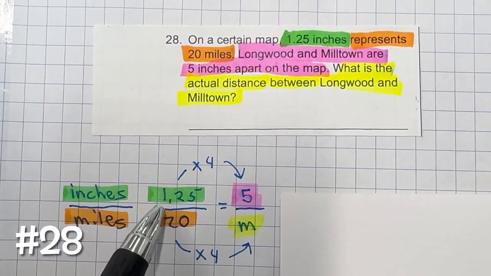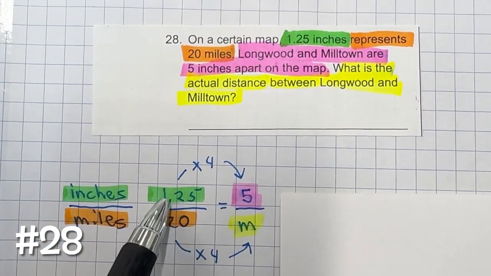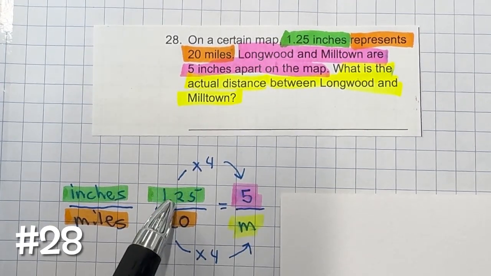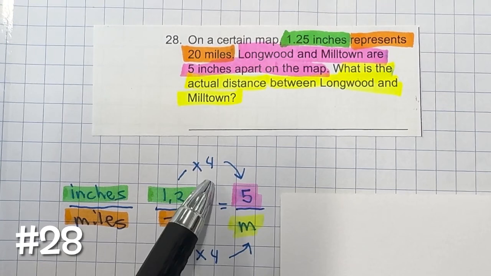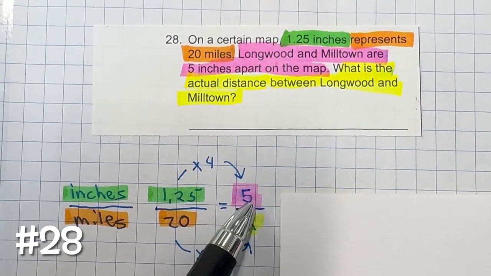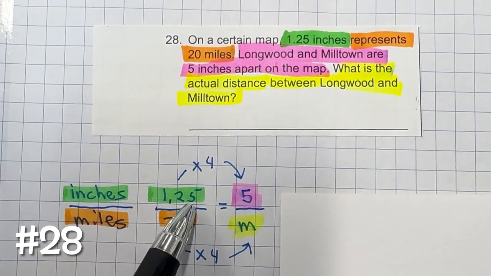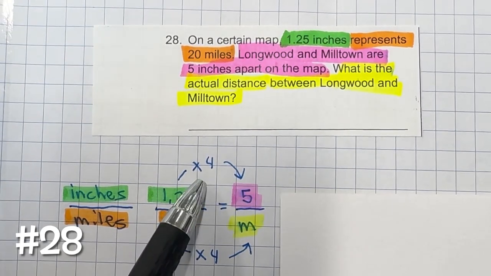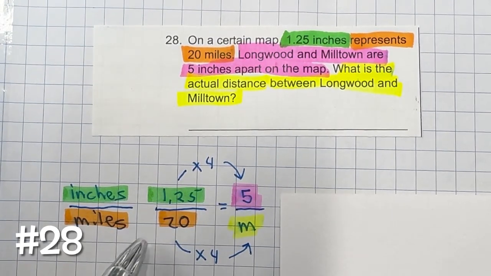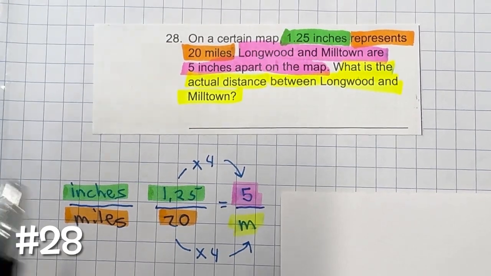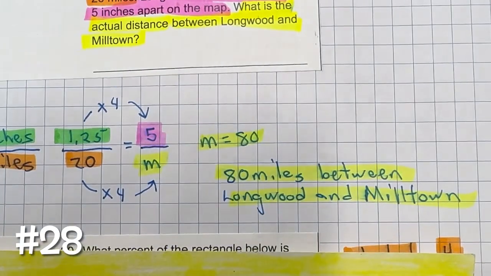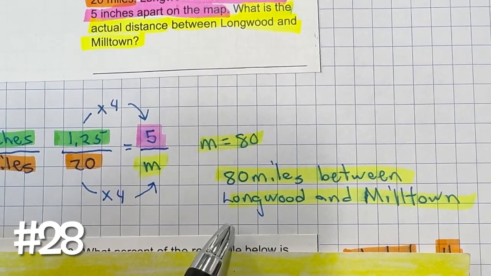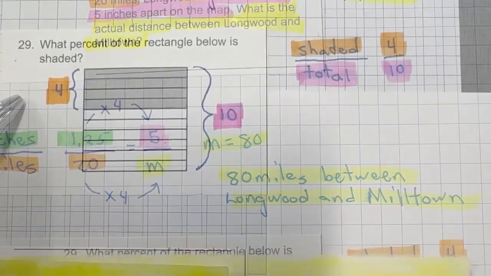So we need to find what is the multiplier. We know we're multiplying, it's going from a smaller value to a greater value. And the inverse property of multiplication is division. So we can divide 5 divided by 1.25 will give us the multiplier 4. And so if we multiply the number of inches by 4, then the miles is 4 times greater. So M will equal 80. So it's 80 miles between Longwood and Milltown.